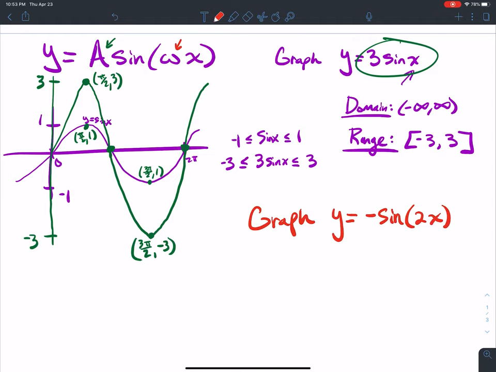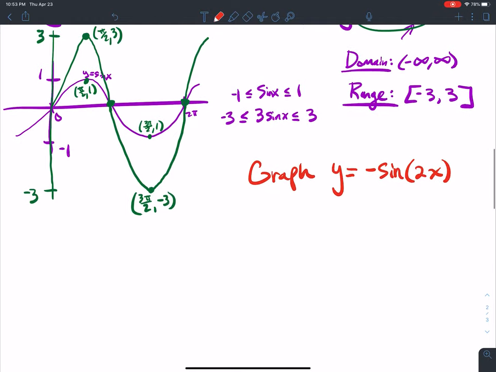Well, the domain, I can still plug in any real number and multiply that real number by 2 and it's a real number, and I take the sine of that real number and it's still a real number. So the domain is the same. Okay. Negative infinity to infinity. The range is also the same, right? The range is also the same.